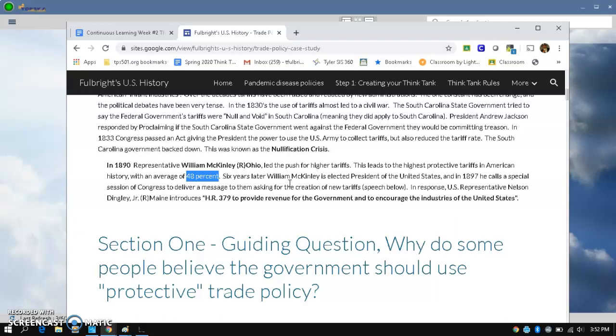6 years later, William McKinley is elected President of the United States. In 1897, he calls a special session of Congress to deliver a message to them asking for the creation of new tariffs. So, you can see that tariffs have been debated since the very start of our country. And has it been contentious? Do people argue over them? If they keep being created and keep getting taken away, people must not agree.